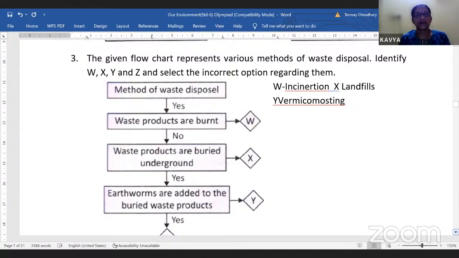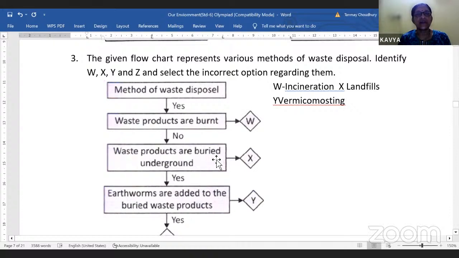Correct. The given flowchart represents various methods of waste disposal. Identify W, X, Y, and Z. Sorry, the spelling of disposal is wrong: DISPOSAL. Wastes are burnt, that is W. For example, some medical wastes are burnt. This is known as incineration. Incineration means burning of the medical waste. The best way of getting rid of medical waste is by incineration.